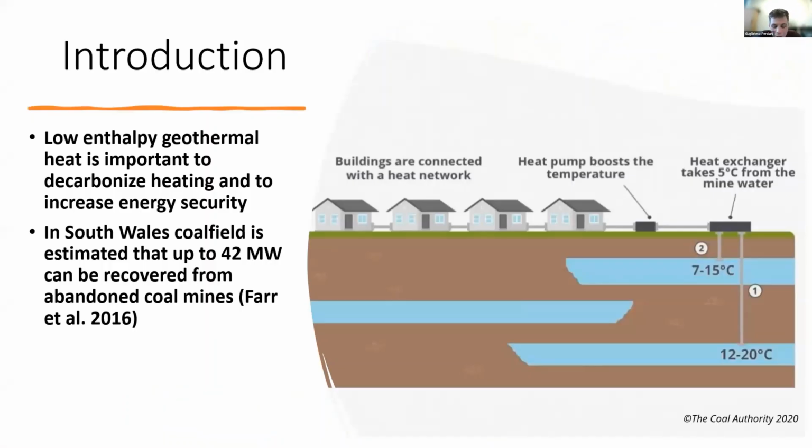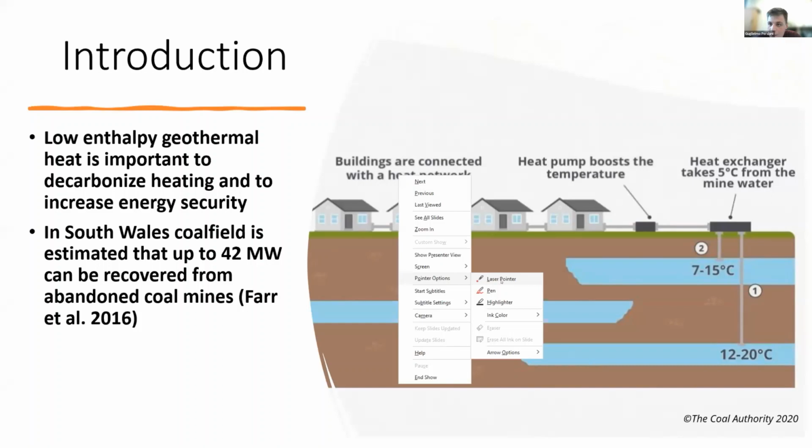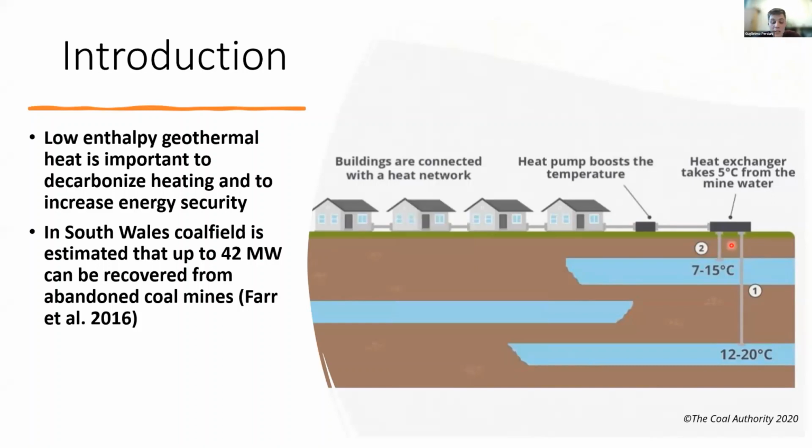So abandoned flooded coal mines can provide heating and cooling sources for district heat schemes, where the low enthalpy energy contained in the mines is usually exploited using heat pumps. So this simple picture here is basically showing a model example of how the mine water can be used.